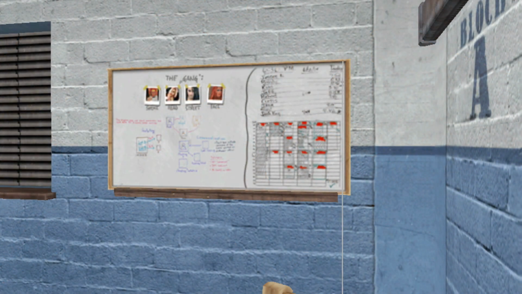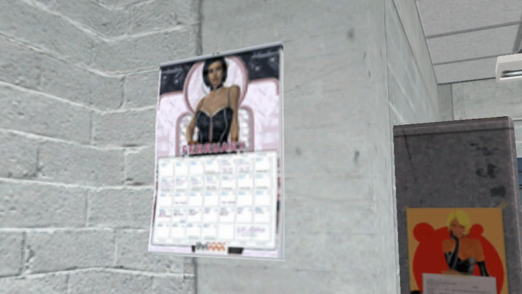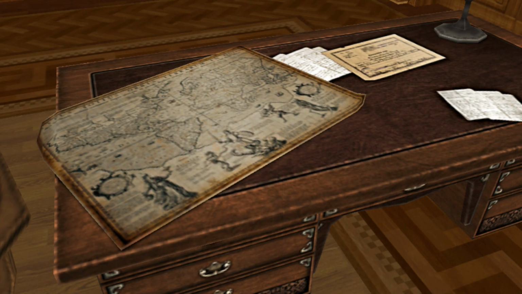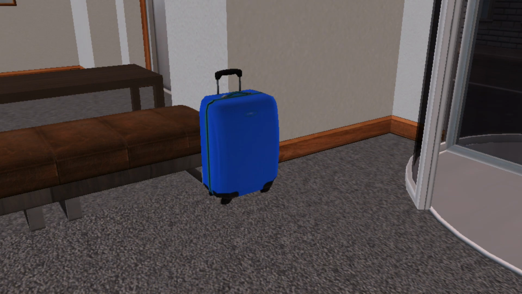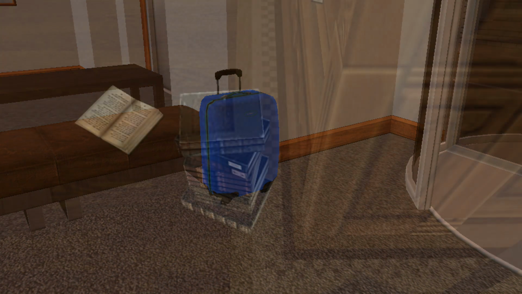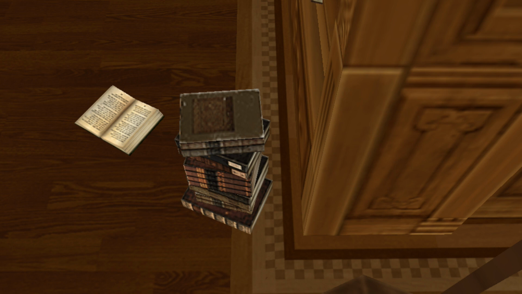That is a notice board. This is a calendar. It is a map. It is a suitcase. This is a stack of books.